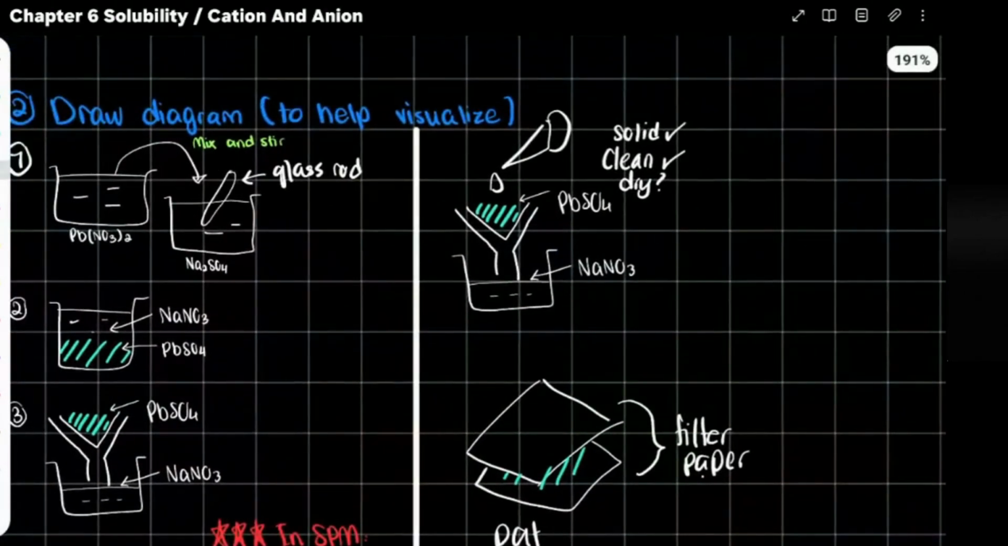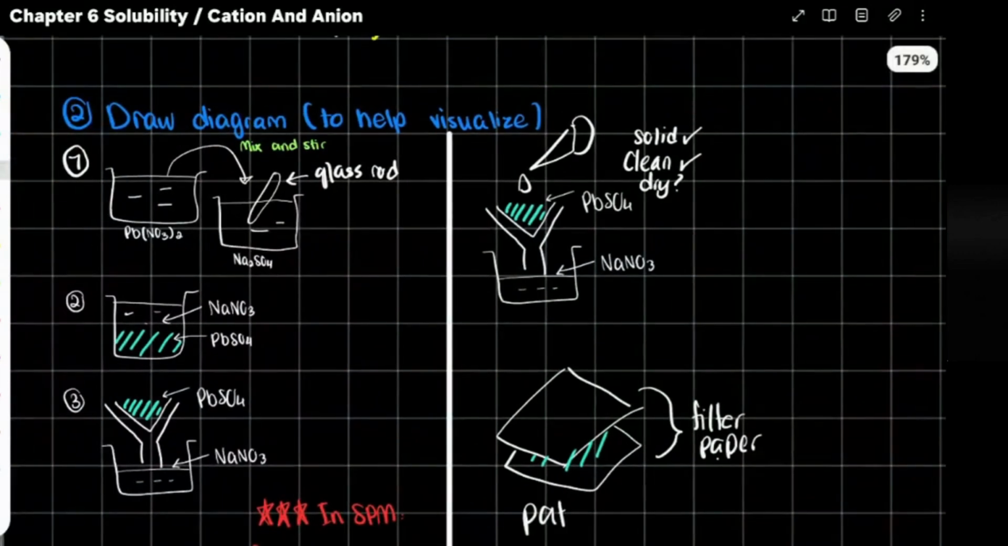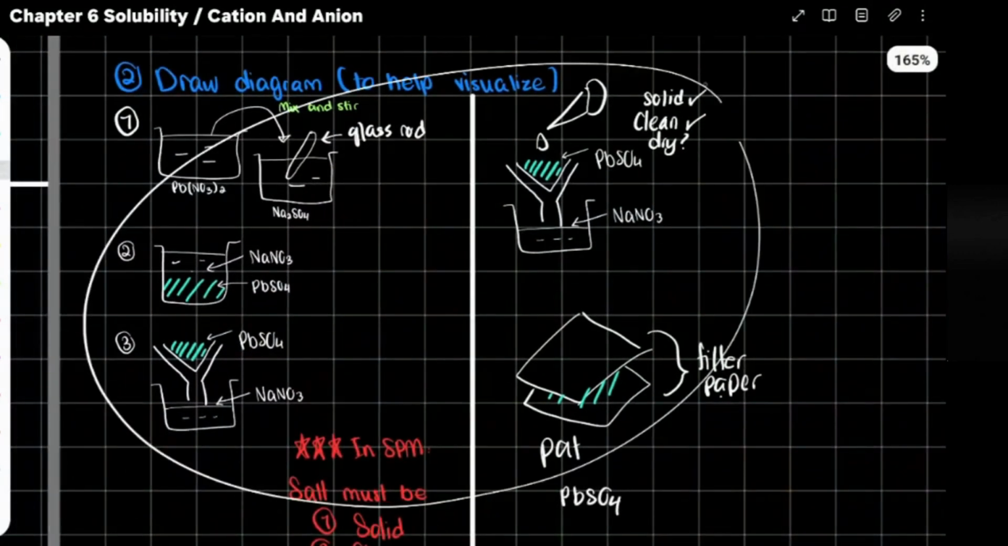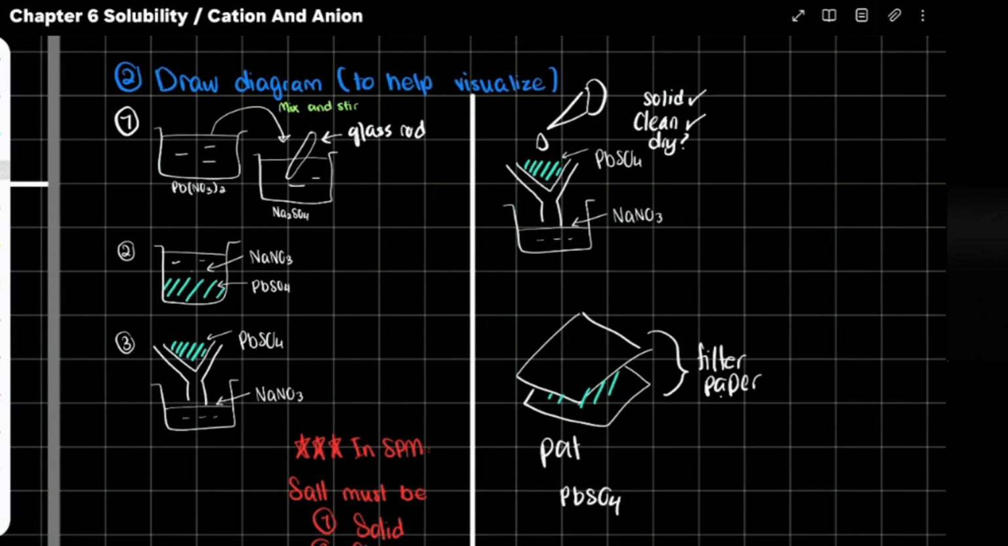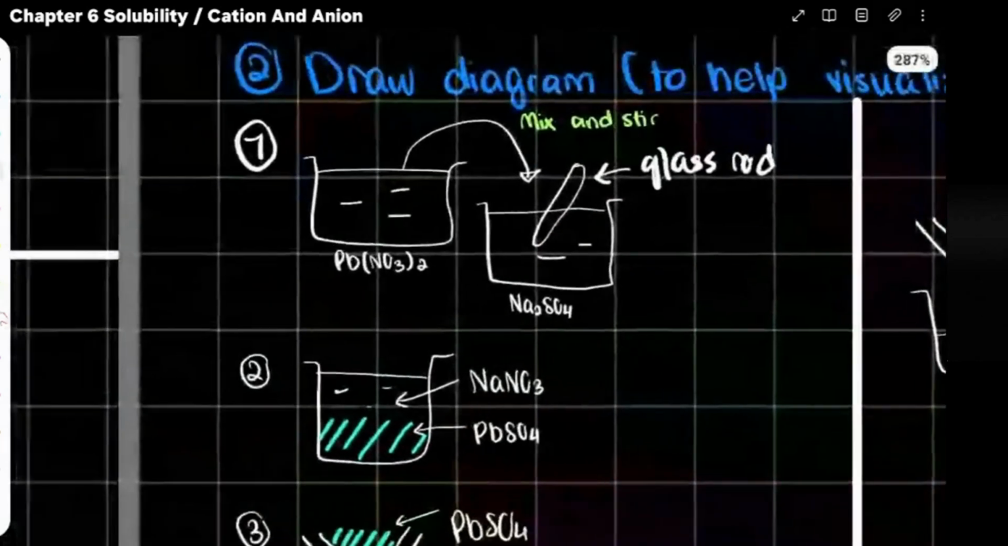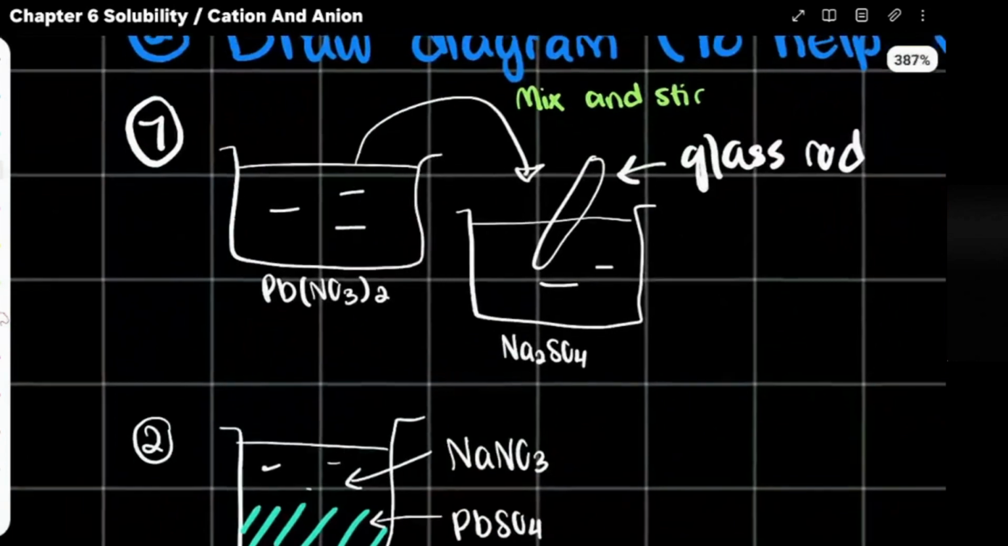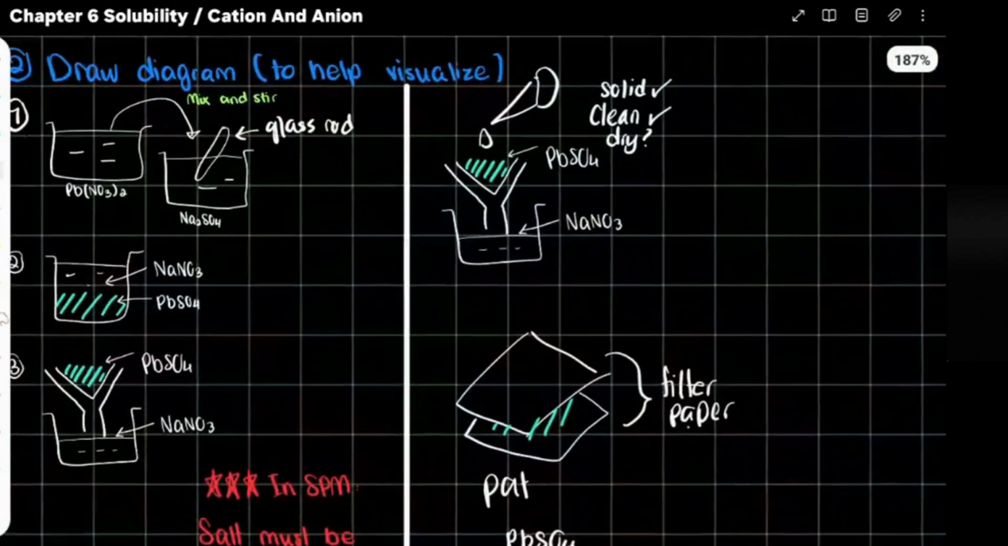You have to visualize. Of course, in the exam, don't answer like this. Don't answer like this. You think they're going to mark it? Oh, nice. Okay, so smart. No. You have to write in full sentences. So how do we actually write this in full sentences? Later I'm going to explain. But for now, very simple, right?